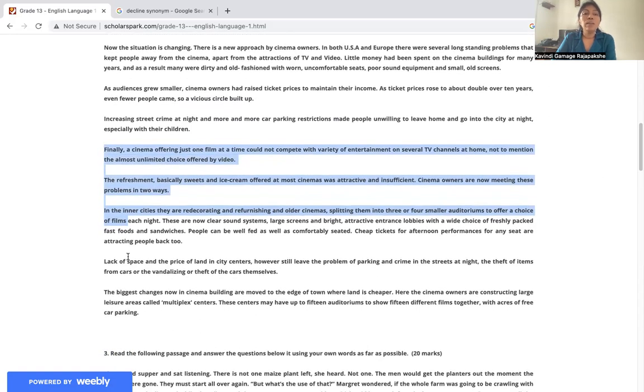Finally, a cinema offering just one film at once could not compare with the variety of entertainment on several TV channels at home, not to mention the almost unlimited choice offered by video. So you can say that cinema could not compete with the number of television channels. Why? As television could provide entertainment in various ways. Can you understand? I'm telling the same thing in the passage in other words. Those are my words. Okay? So, I hope you can remember what I said.